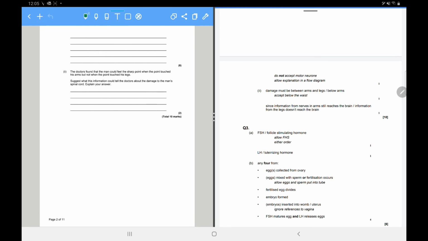In the mark scheme you can see here, the damage must be between the arms and legs, or below the arms, since the information from the nerves in the arms still reaches the brain, but from the legs it doesn't. So that's the nerves question with a number of the points that I've mentioned.